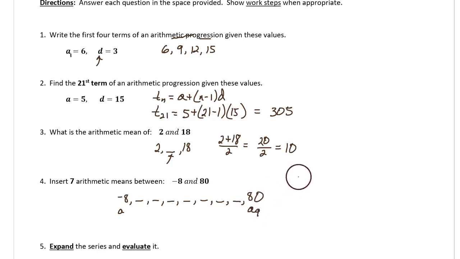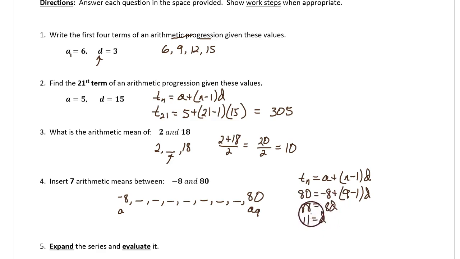It's A sub 9. Remember, our general term formula is T sub n equals A plus n minus 1 times D. For T sub n, let's use the value of 80, which is the 9th term. A is -8. Again, if the 80 that we used is the 9th term, then n is 9. The variable D is the one we don't know. By solving this equation, we can figure out the common difference. First, add 8 to both sides. This makes 88 equals 8D. Therefore, 11 is equal to D.